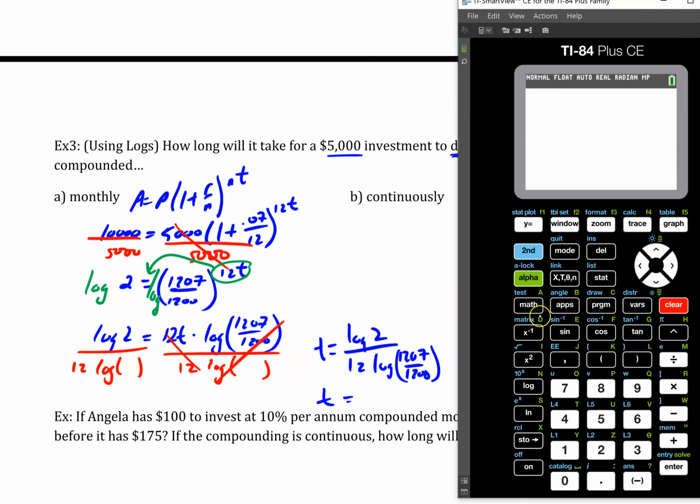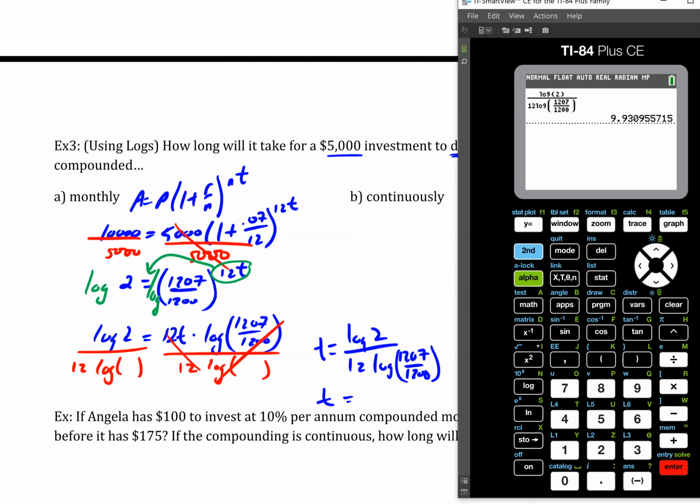I'm going to do it with a fraction bar, which makes it a little easier. Here we've got log of 2 over 12 log of, another fraction bar, 1207 over 1200, like so. Hit enter. I've got 9.93 years.